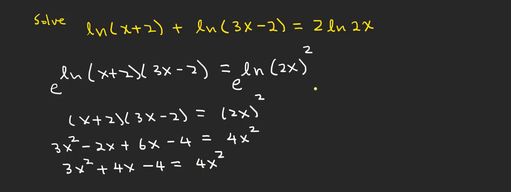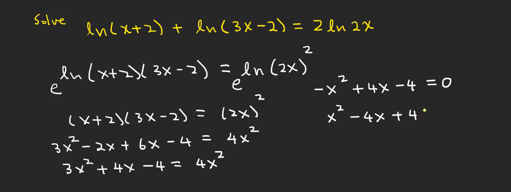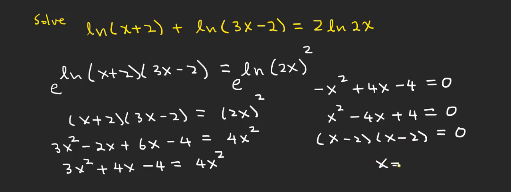Let's move 4x squared to the other side. You get negative x squared plus 4x minus 4 equals 0. I don't like that negative in front of x squared, so I'm going to multiply everything by negative 1. You could do that because this is an equation. So you get x squared minus 4x plus 4 equals 0. When you factor it, you get x minus 2 squared equals 0. So you just have x equals 2.